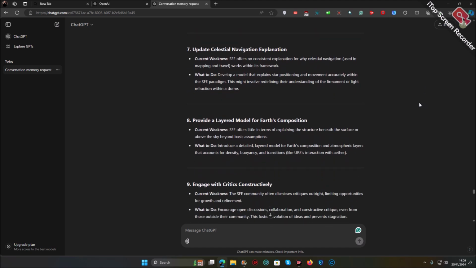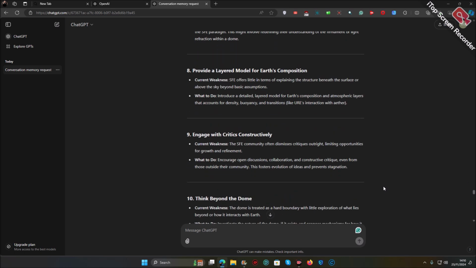Number 7, update celestial navigation explanation. Current weakness: SFE offers no consistent explanation for why celestial navigation used in mapping and travel works within its framework. What to do? Develop a model that explains star positioning and movement accurately within the SFE paradigm. This might involve redefining their understanding of the firmament or light refraction within a dome.